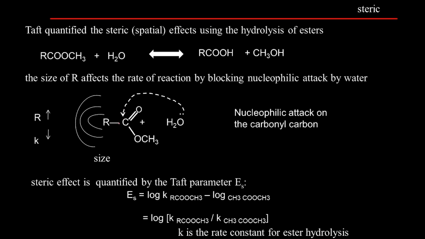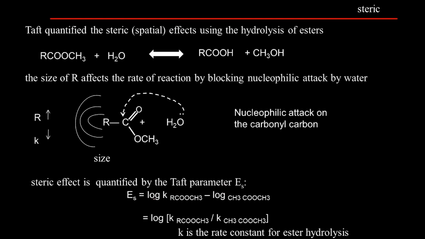So the R, okay, there is a nucleophilic attack here, which leads to the formation of RCOOH as well as the CH3OH here. So the size of the R tells you how easy is the nucleophilic attack or how difficult it is. If the R is very large, it's very difficult for the nucleophilic attack, so the activity goes down. If the R is small, activity goes up. This is called steric effect, or this is also called Taft parameter.